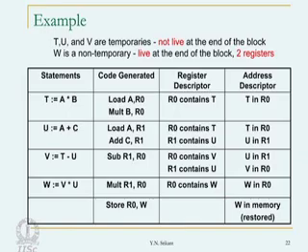So, let us look at a simple example to understand the code generation process. T, U and V are temporaries, they are not live at the end of the block. So, there is no need to store them at the end of the block. W is a non-temporary and it is live at the end of the block. So, we have to store it into its home location after the block is completed, and let us assume there are two registers.